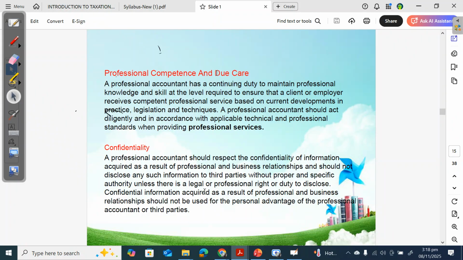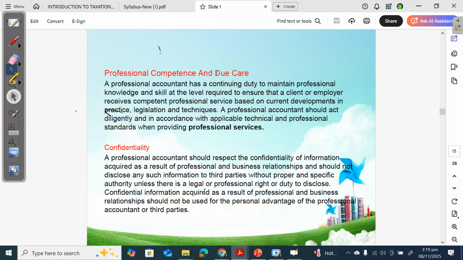Due care means you must be tactful when you are dealing with accounts, or when anything you are handling, you must exercise some due care. You must always think twice about whatever you are doing, to make sure you are doing the right thing.